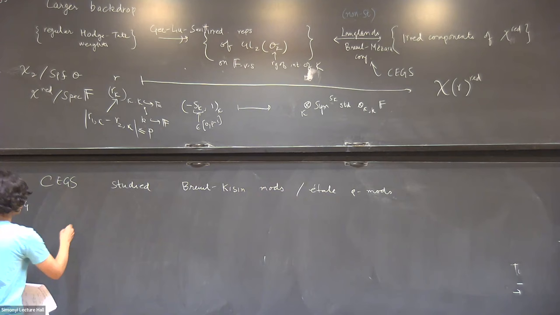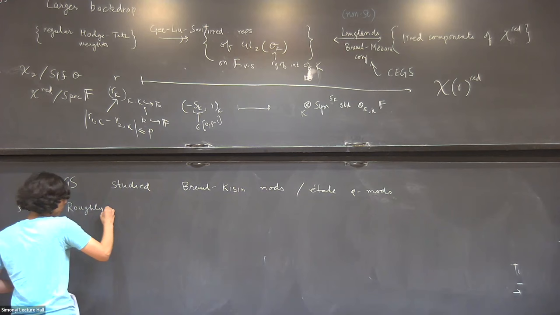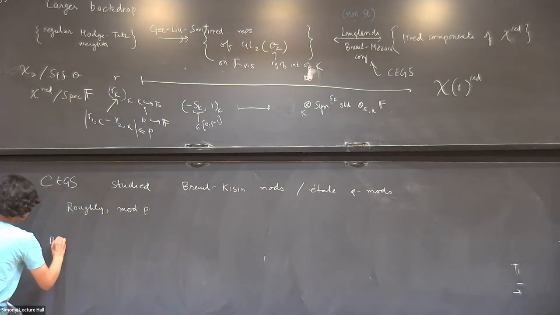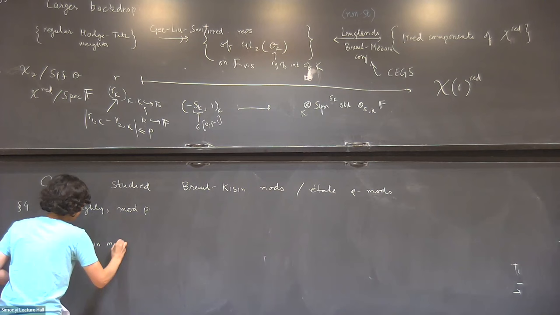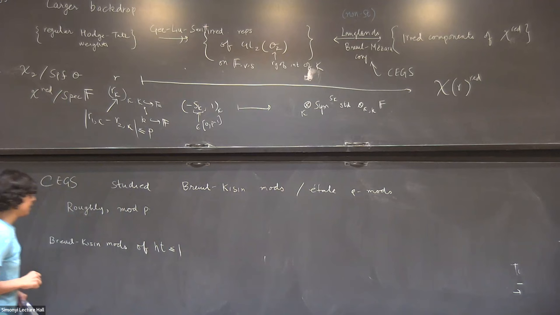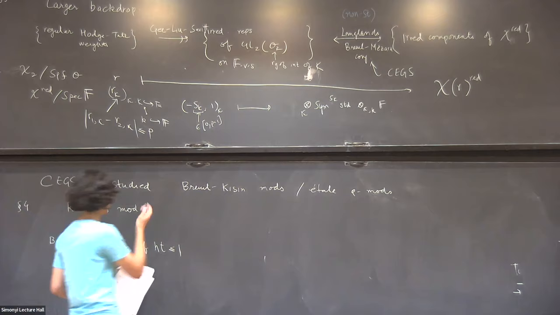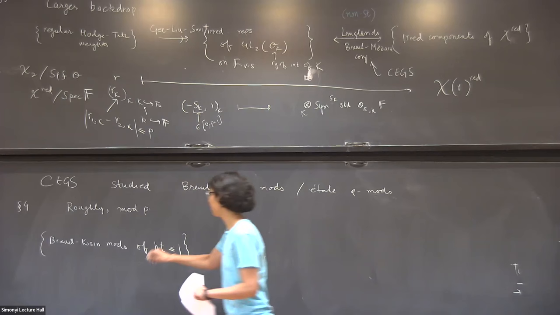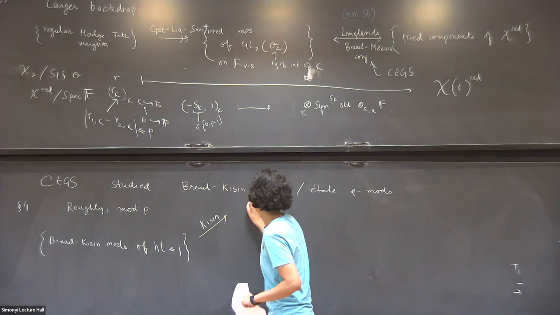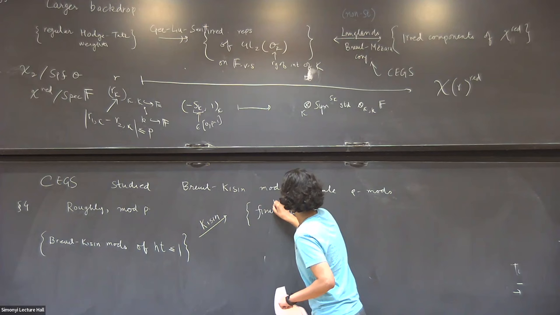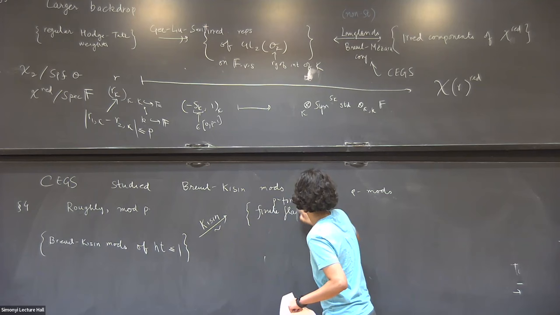So let's say, roughly mod p, and I just pretend all my questions are mod p. So if you have these things called Breuil-Kisin modules of something called height less than or equal to one, this height has nothing to do with the height of a p-divisible group. This is the height related to some relative position of some lattices. So if you have this category, then due to Kisin, one knows that this is the same as the category of finite flat group schemes, p-torsion finite flat group schemes over O_K.